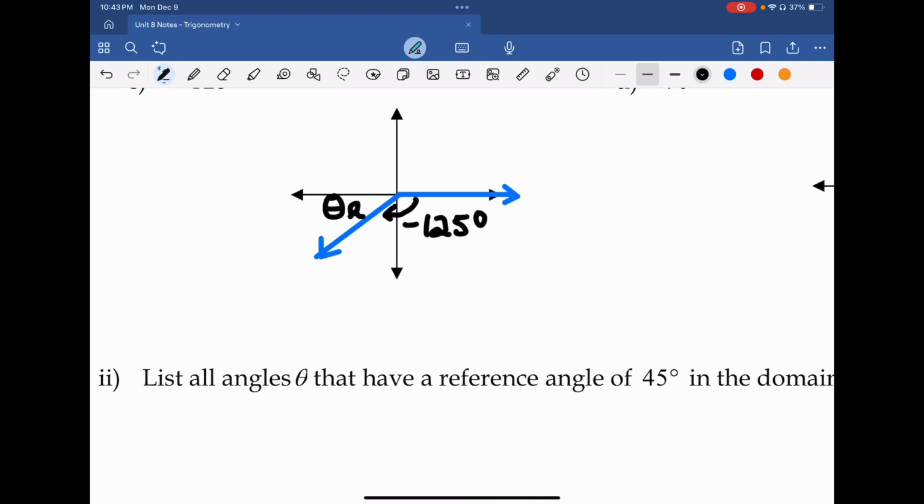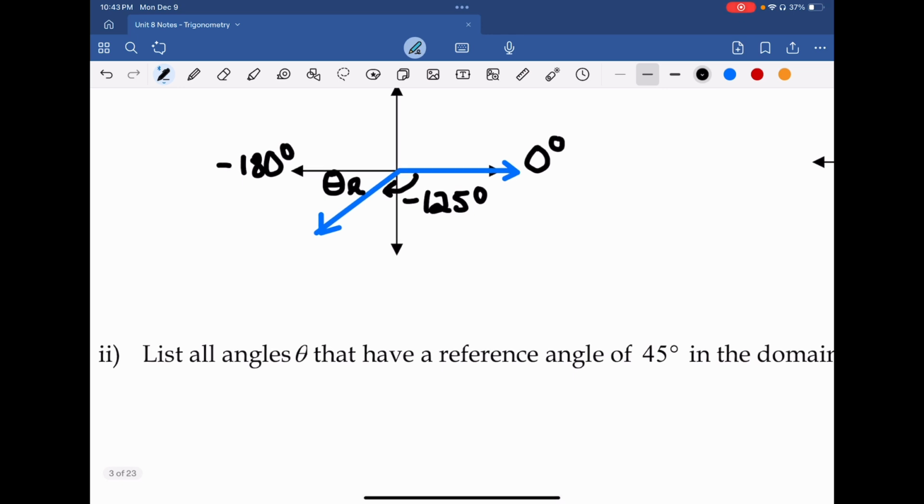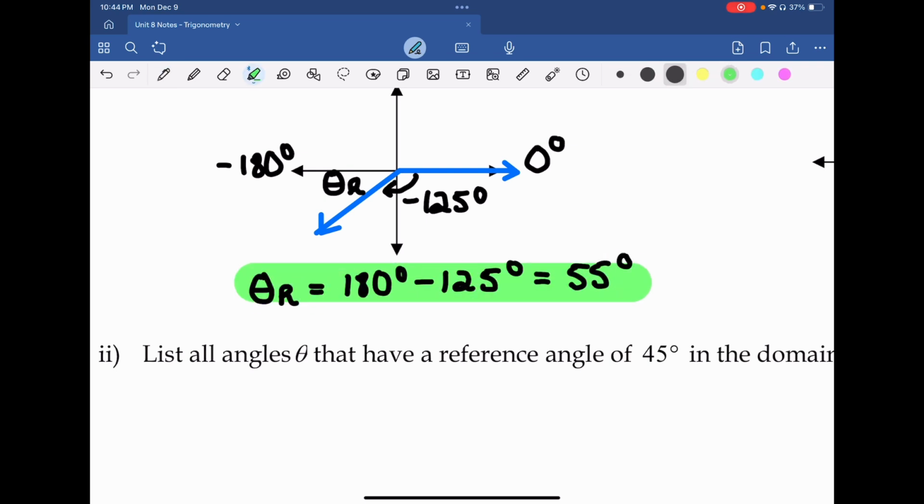What we want to do to calculate this is we're going to calculate it using positive values. If this was 0 and this is negative 180, then in order to calculate this, we could theoretically just use positive values. I'm going to take this 180 and say theta r is equal to 180 degrees minus 125 degrees. And then this is going to be equal to, well, if we did, let's say, 180 minus 130, this is going to give us 50. And then if we add another 5 to that, this is going to give us 55 degrees. Awesome. So that's our reference angle.